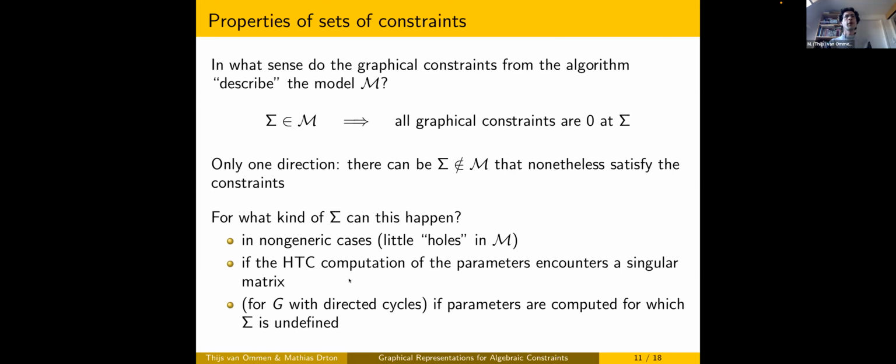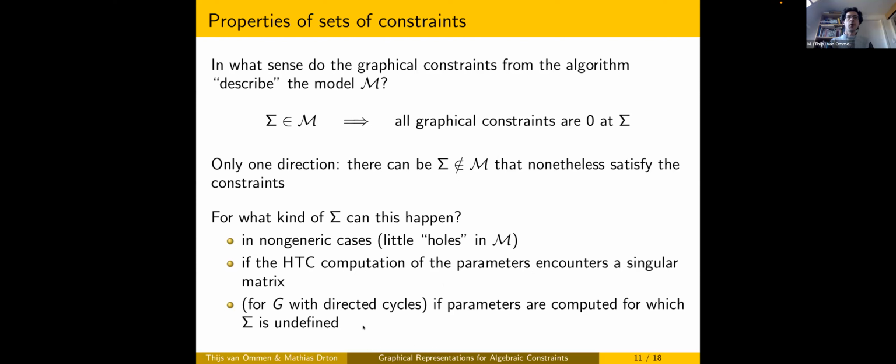But there's two more serious cases where larger regions of this form can arise, larger regions outside the model that are not excluded by the constraints. And they are of two types. Either they are sigmas for which the half-track criterion's computation of the parameters, if that works by solving a sequence of linear systems, and if it encounters a singular matrix at some point, then we're in a case where we cannot guarantee the reverse implication.